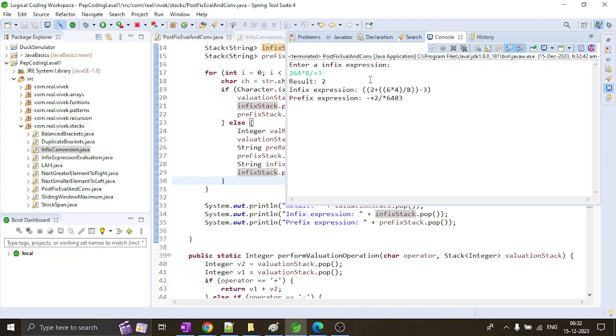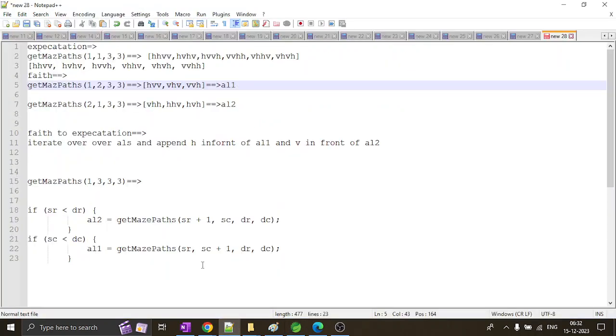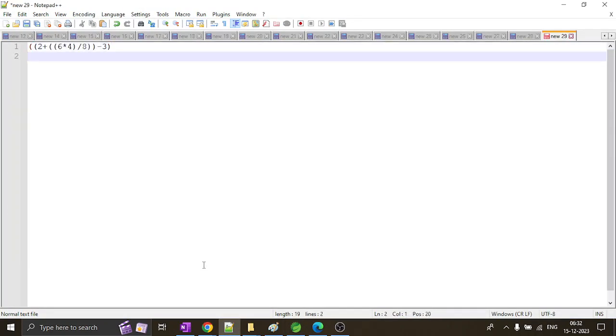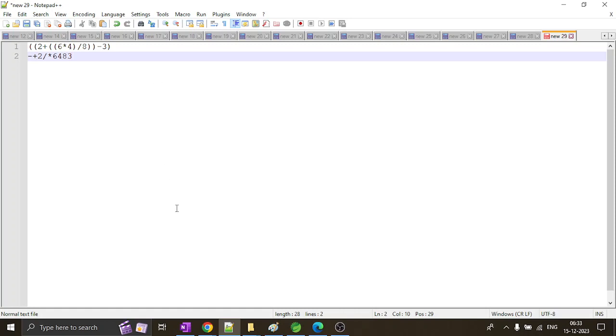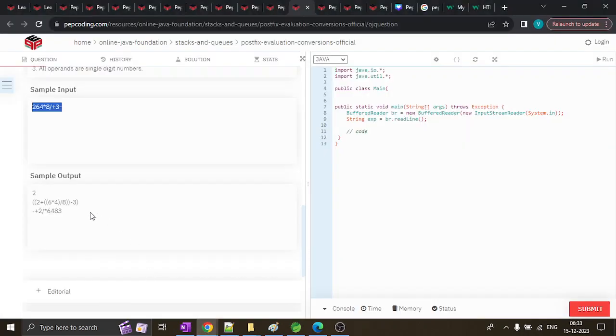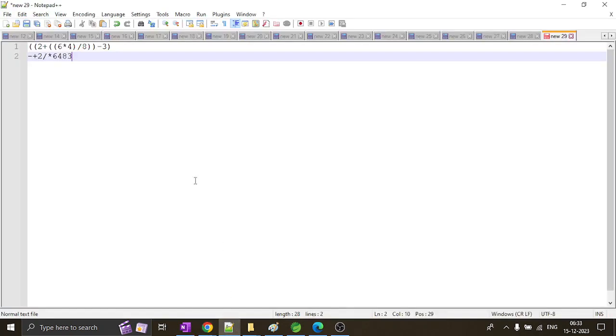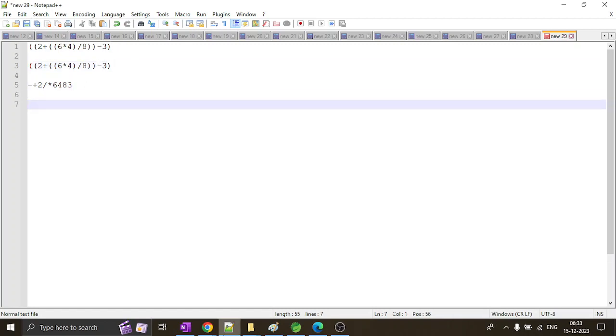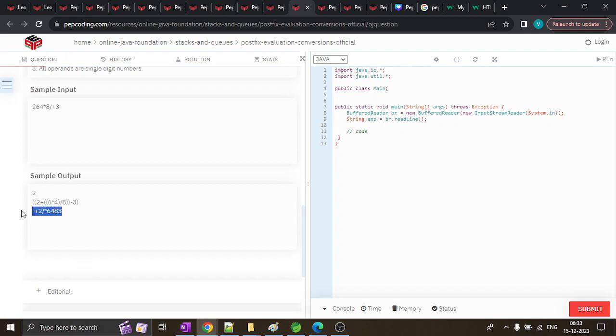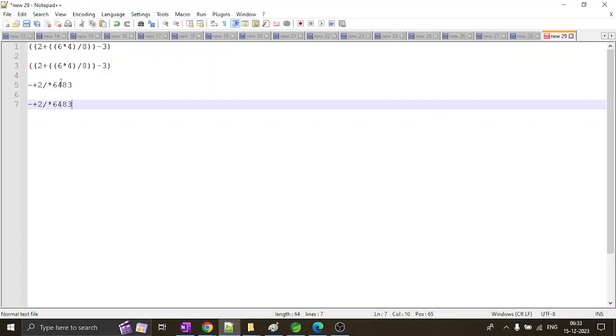Let me have this also copied just to compare. So this is the result that we got, and it's the same. And let us compare the prefix expression as well. Yeah, it's the same, right?